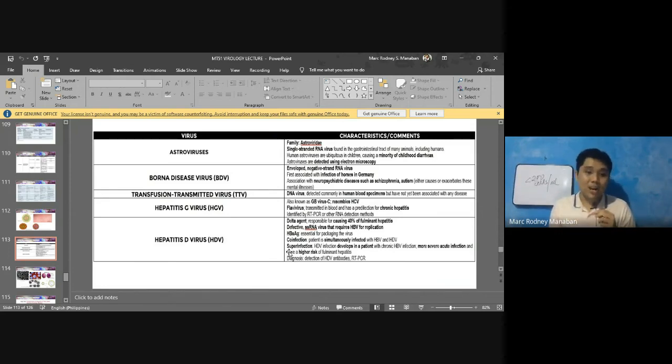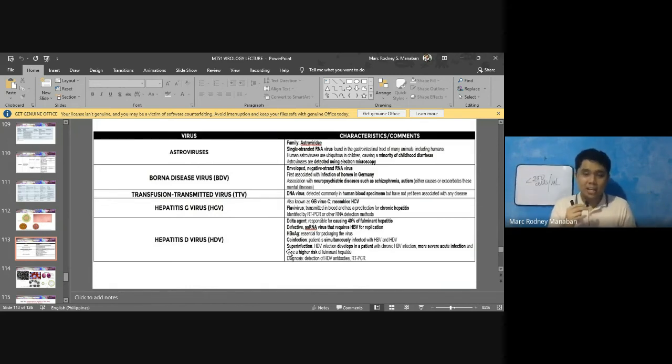And of course, the last is your HDV, your hepatitis D virus. It's an incomplete, defective virus, like a viroid. Incomplete siya. Delta agent. Responsible for causing 40% of fulminant hepatitis. When you say fulminant, it's a type of hepatitis that progresses toward liver failure. It's deadly, it's fatal. It's defective again, an ssRNA virus that requires HBV for replication. So if there is no HBV, it cannot replicate.